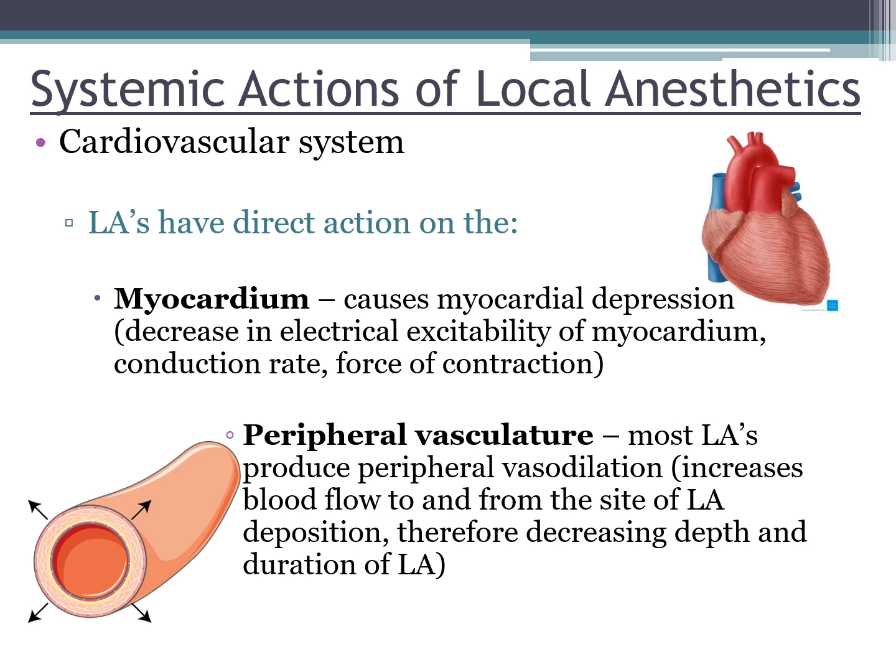So you'll get increased blood flow to and from the site of the local anesthetic deposition, therefore decreasing depth and duration of the local anesthetic. So when you have a lot of local anesthetic, you're going to get peripheral vasculature vasodilation. So when you have vasodilation, it increases the size of the vessels, and so the local anesthetic will be less effective.